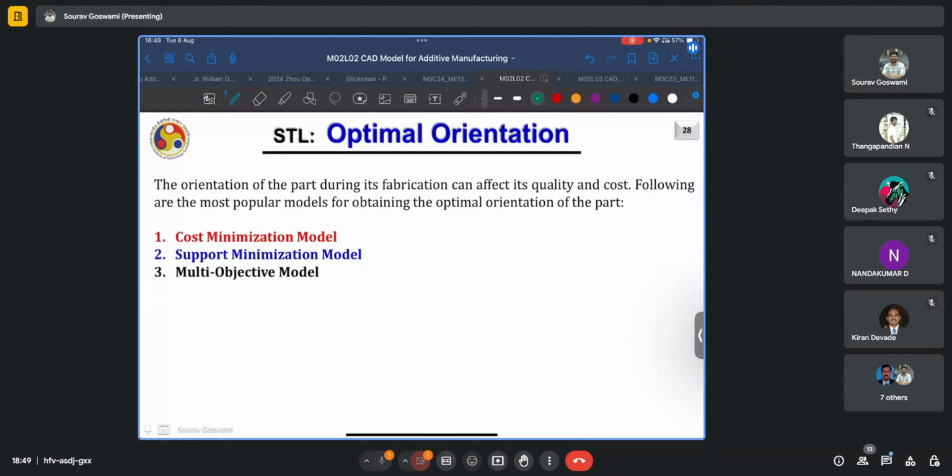Now that we know how to generate supports when they might be needed, it is a good idea to optimize the part orientation in order to minimize either the cost, which is often the most straightforward method, or to minimize the volume or amount of support needed, or a multi-objective model which can assign weightage to all of these, either cost or support or some other factor or a combination of them, and then give us a generally optimized model.